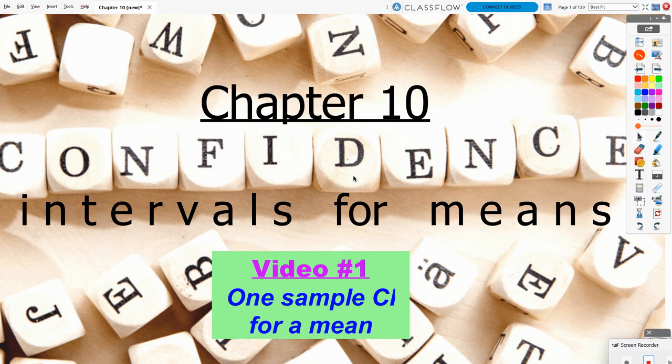Video 1 of Chapter 10. We are going back to confidence intervals, but this time around we will be doing confidence intervals for means. Video 1 is specifically just going to look at a one-sample confidence interval for a mean.